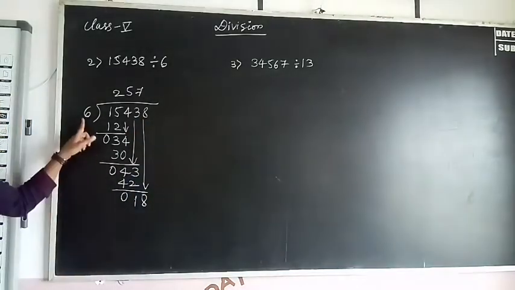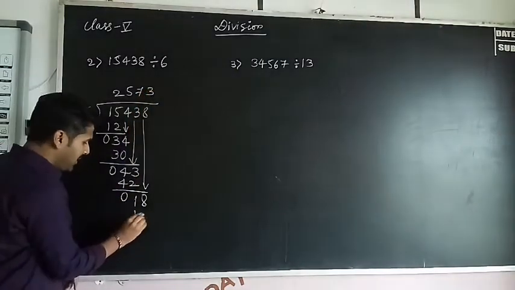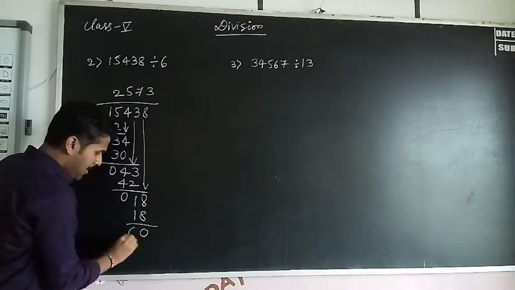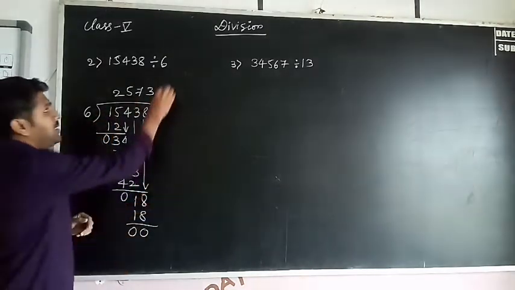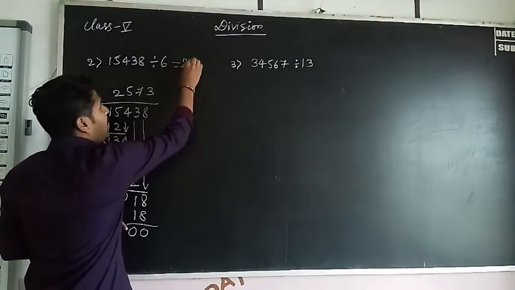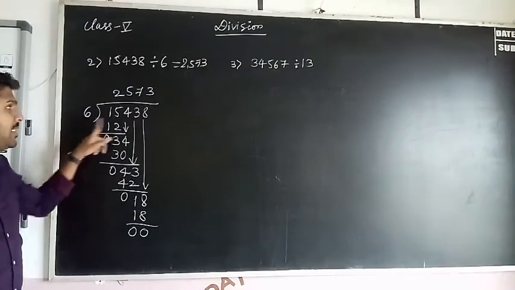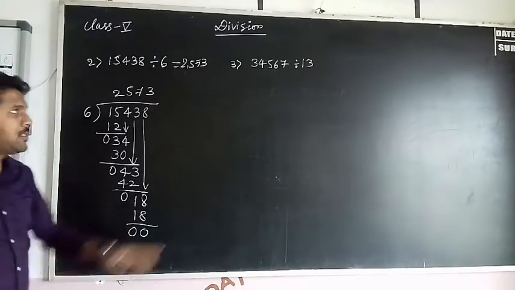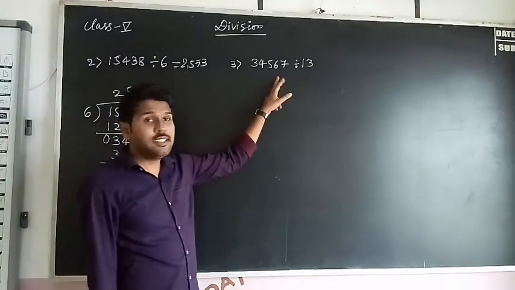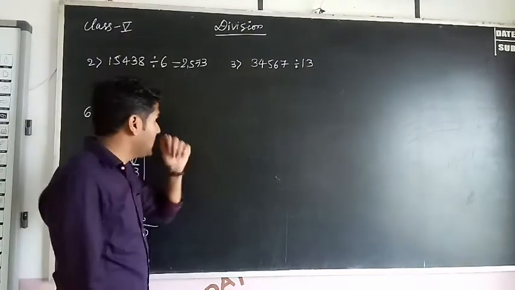Now 6 3s are 18. So what will be the answer? 2573. 2573 is the answer. So this is the divisor, dividend, quotient and remainder. Okay. Now see here. This is the division of a 5-digit number by a 2-digit number. So this is how to solve this one.